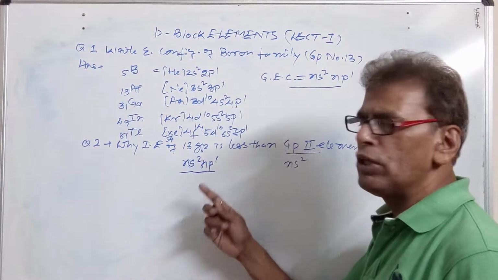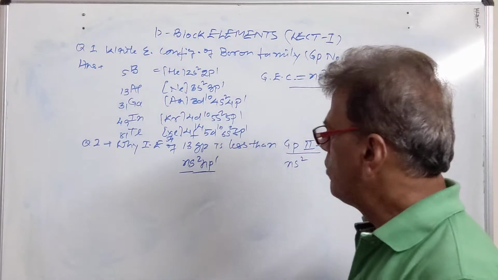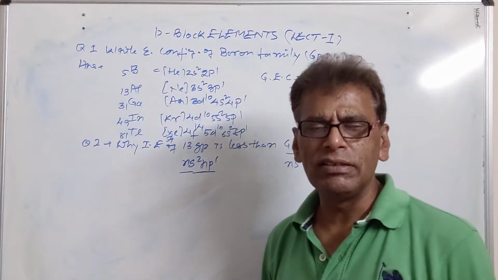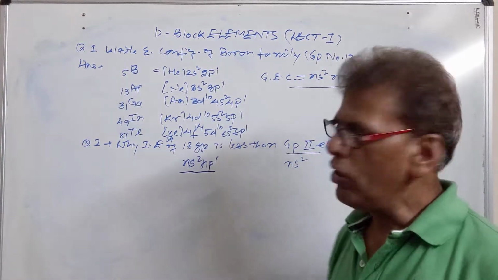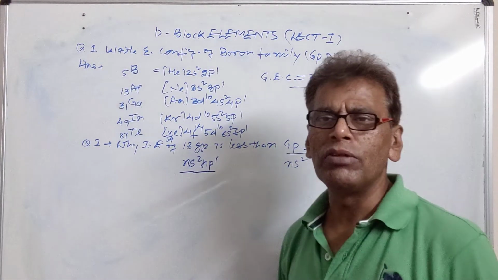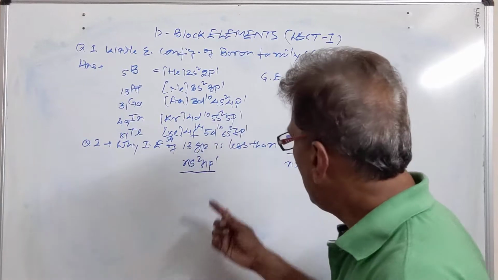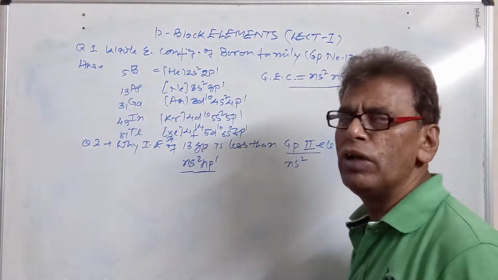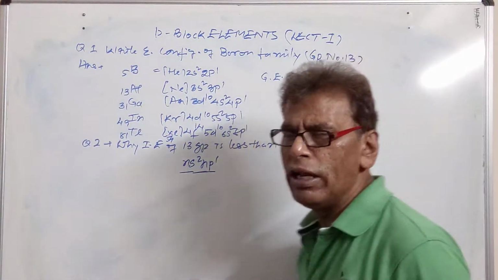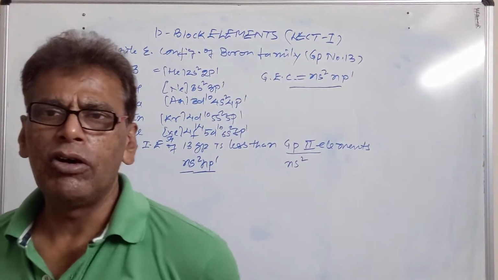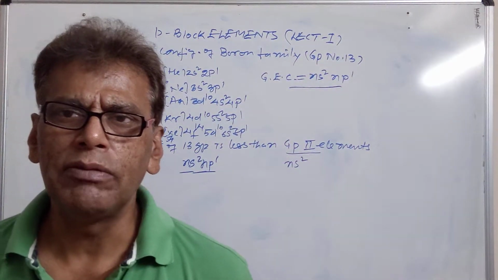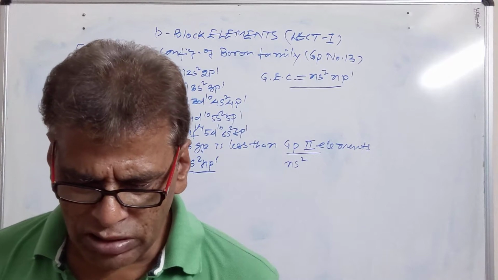Since the p subshell is lying away from the nucleus, the penetration effect of the p subshell is less. Therefore, it is easy to remove an electron from this configuration, and the ionization energy of the 13th group will be less than that of group 2 elements, because their electron is present in the s subshell, which is completely filled in this case.